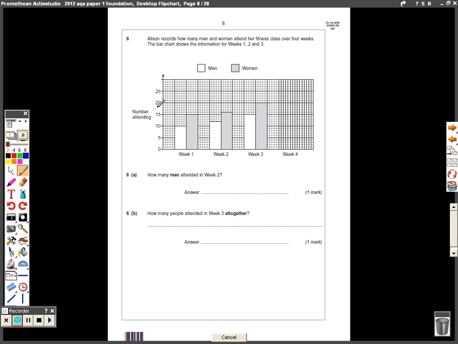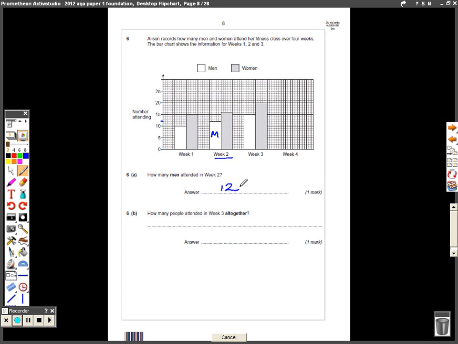So now I understand the graph, what's going on, I can answer the question, how many men attended in week 2? So the men, this is the men, in white, that is week 2, and if I read across, I can see that it's 2 little squares up, and that's there, 10, 11, 12, 13, 14, 15, it must be 12.